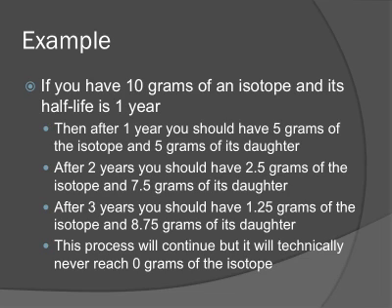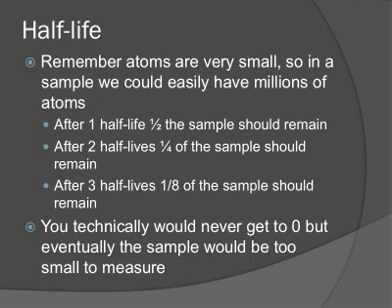All right, so remember, atoms are very, very small. So in a sample, we could easily have millions of atoms. So after 1 half-life, you should have half your sample left. After 2 half-lives, you should have 1/4 of your sample left. After 3 half-lives, you should have 1/8 of your sample left. And then 1/16, and then 1/32, so on and so forth, right? So you technically never get to 0, but eventually the sample would be too small to measure. Just like I would eventually have to cross the door. I could no longer just keep going halfway.